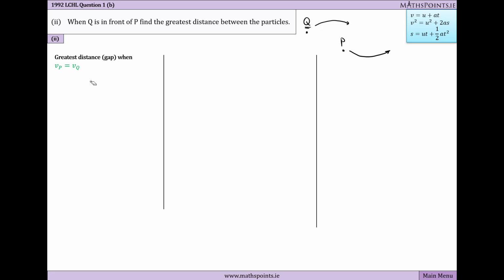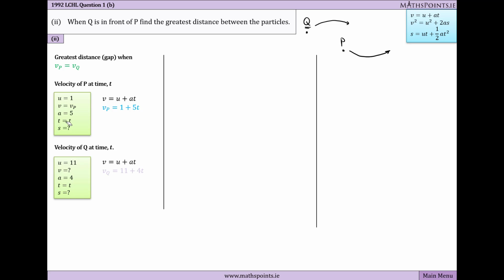So we're going to write formulas in terms of t for P and Q. So P, first of all, again, we know that its initial speed is 1, its acceleration is 5, and the time taken is t. The notation we'll use for the velocity of P is v_P. So v_P is equal to 1 + 5t. The velocity of Q at a particular time t can be written as 11 + 4t. Again, its initial speed was 11, its acceleration is 4, and so subbing them into v = u + at, we get v_Q is 11 + 4t.